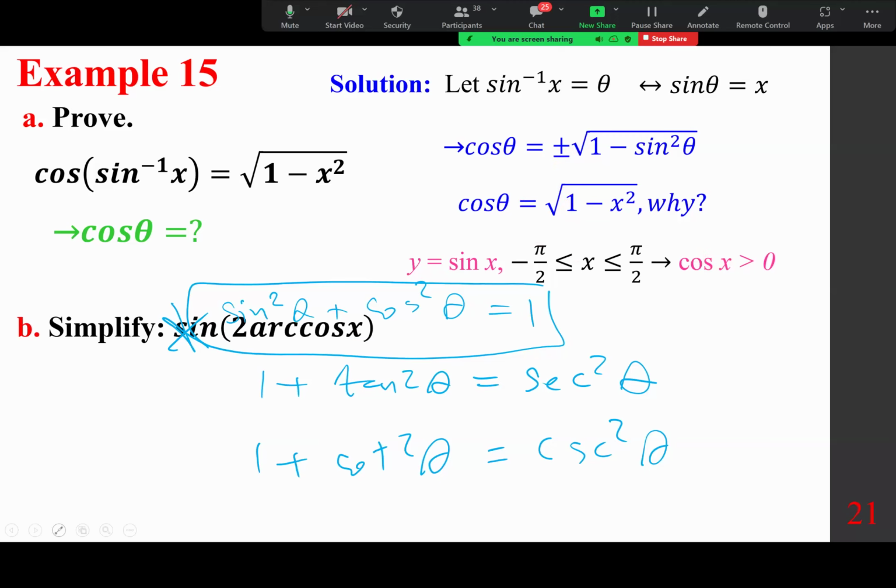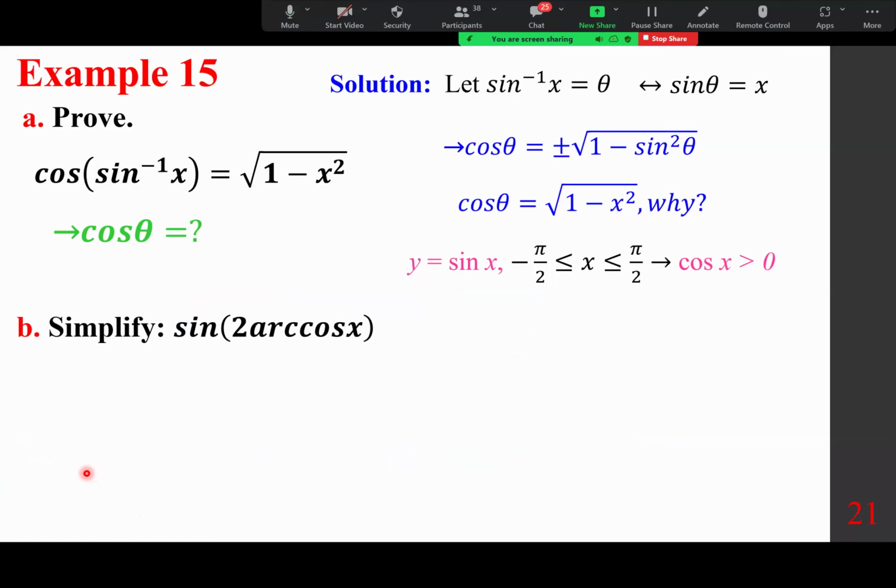To do this, let me clean up the mess. Sine of 2 arc cosine x. I hope you remember that arc cosine x is the same as saying cosine inverse x. And so when we say arc cosine x equals theta, that means we are looking at sine 2 theta. Class, that's what we are looking for.